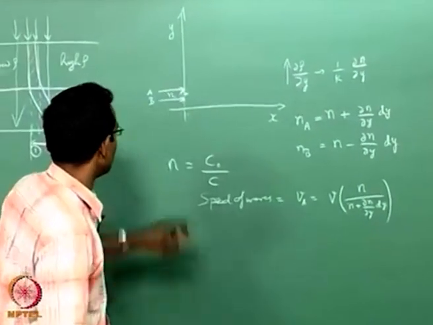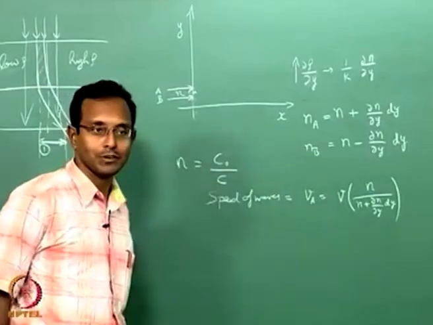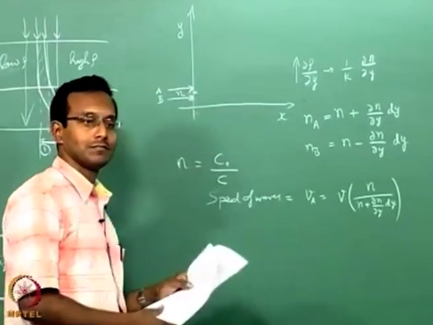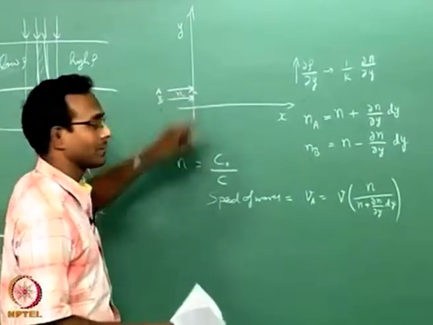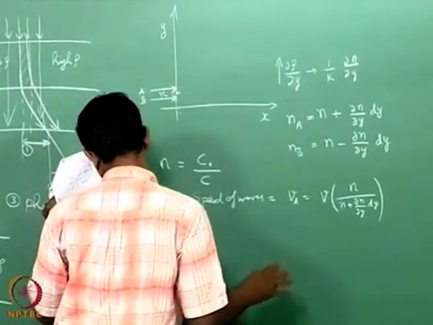How do I get this? I use this relation along with this relation, this and this together, and I will get to this point where v is some general speed at that middle point. Of course, I can link it to c naught also if I need, but I do not want to do that.